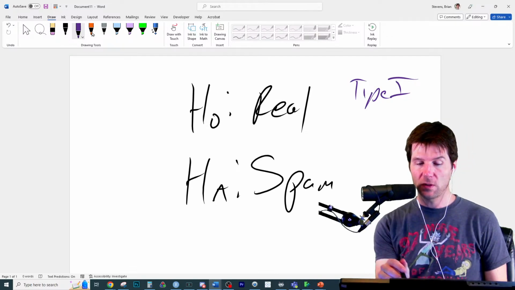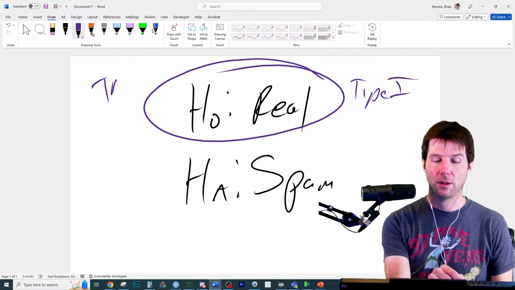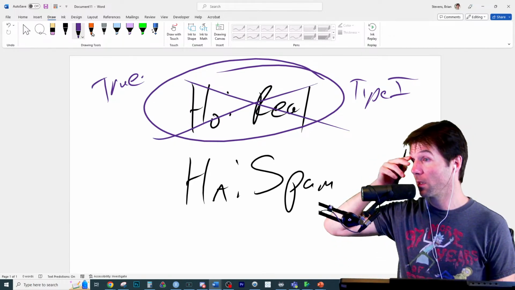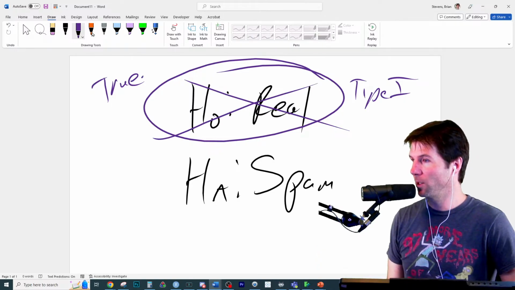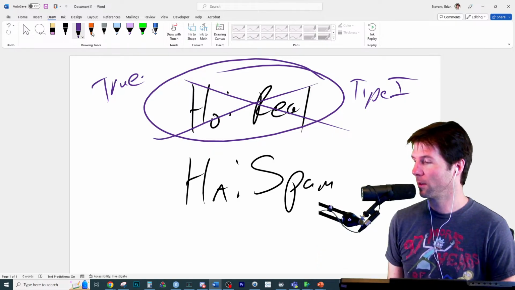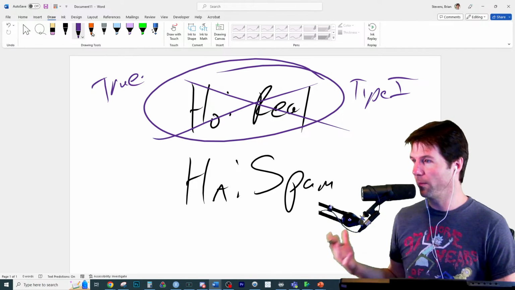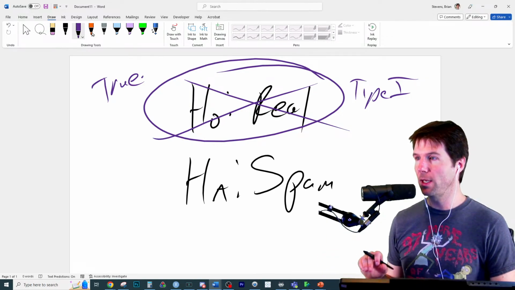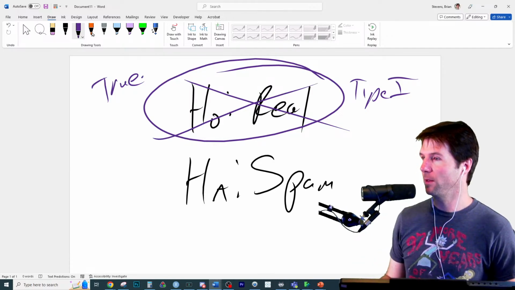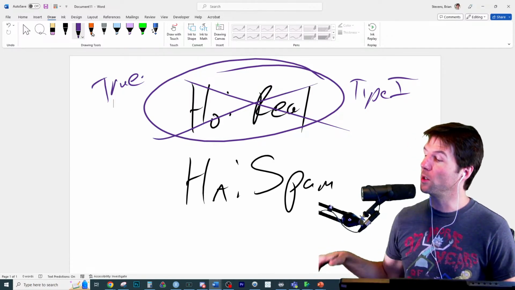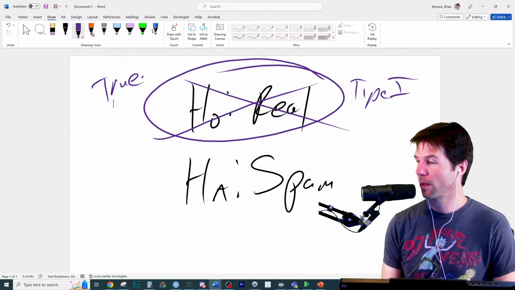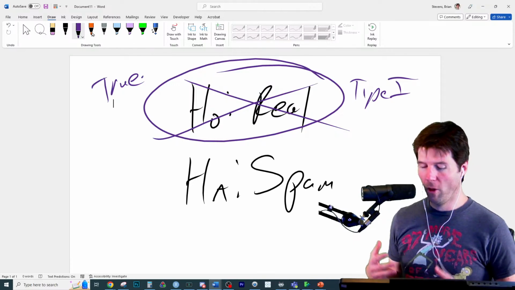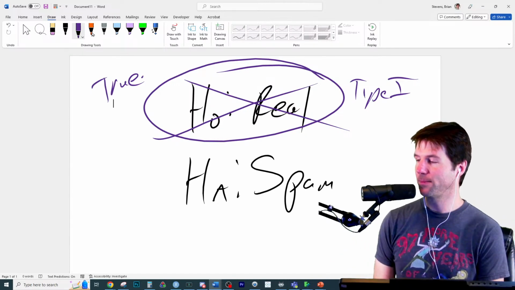So think about this: it is true and you reject it. What does that mean? What does this totally mean in a type 1 error? So you're saying it is true that it is a real email, like from a person you know, but you reject that. What's the whole context of that?